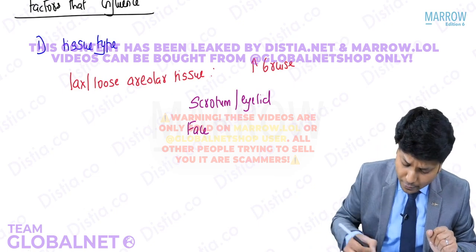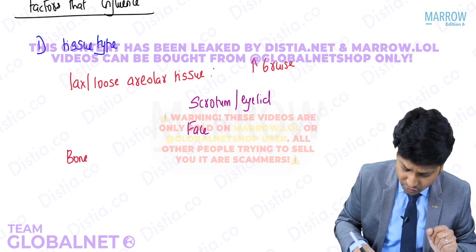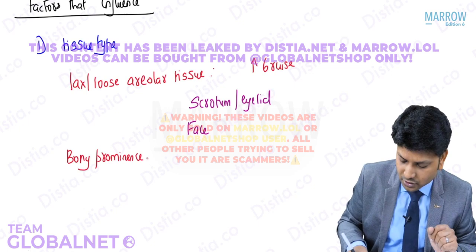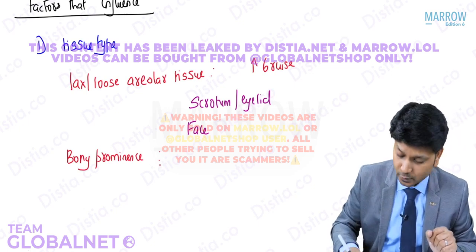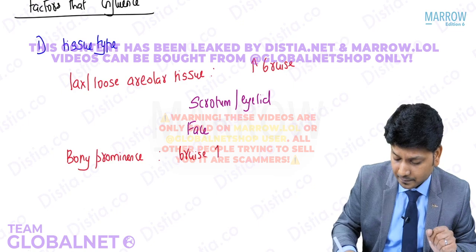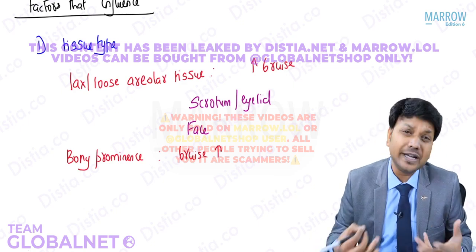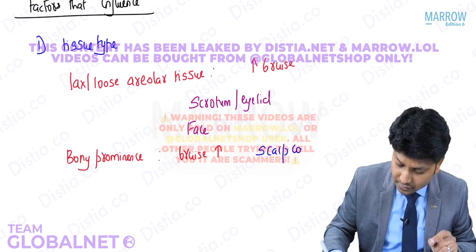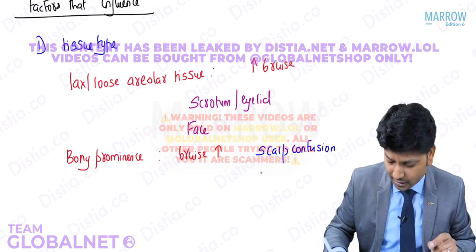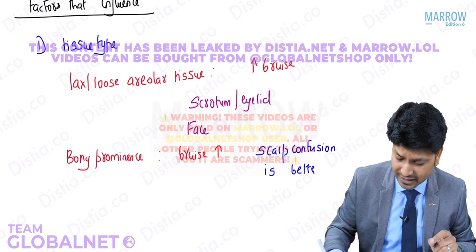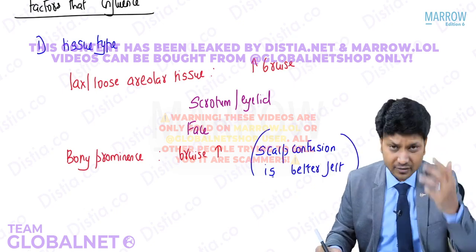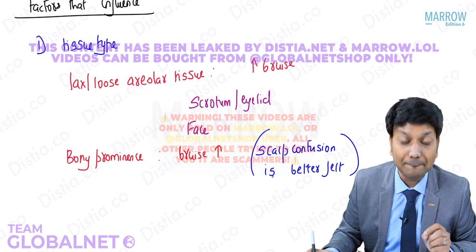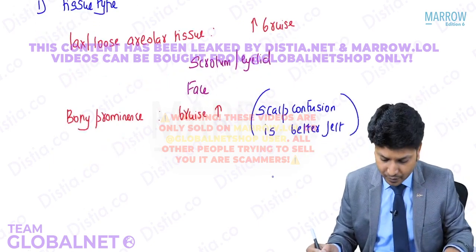Okay, and the next is bony prominences. If the skin is very close to the bone, even with a smaller force, you will get a lot of bruising. You can have the pretibial region, scalp. You can see normally what happens, the scalp contusion, right? I would like to tell you another point. Scalp contusion is better felt than seen. You need to run your fingers through the hair. You'll be able to feel the scalp contusion better. Better felt than seen. Okay, fine.